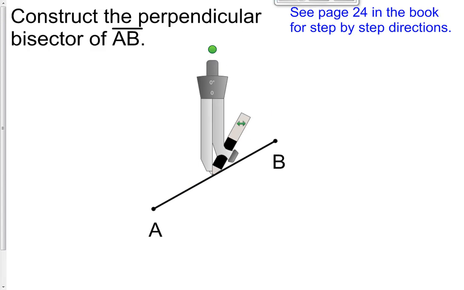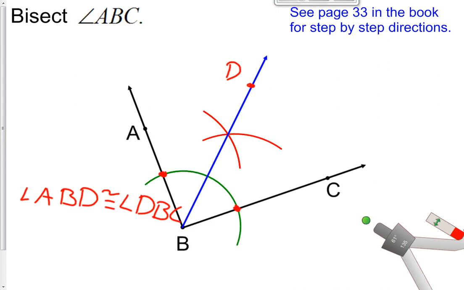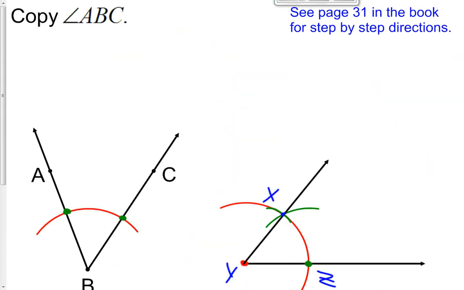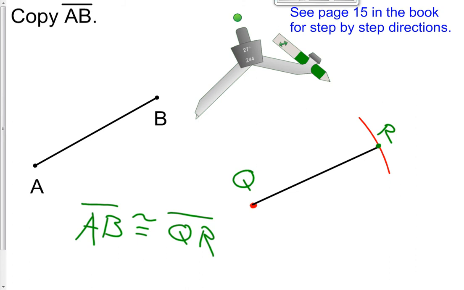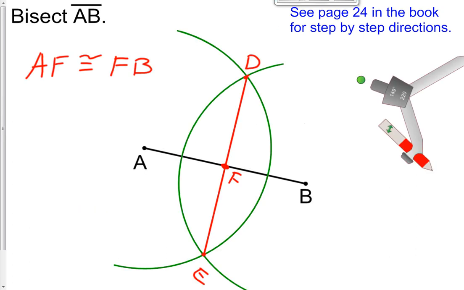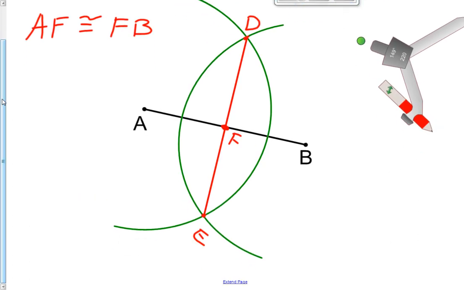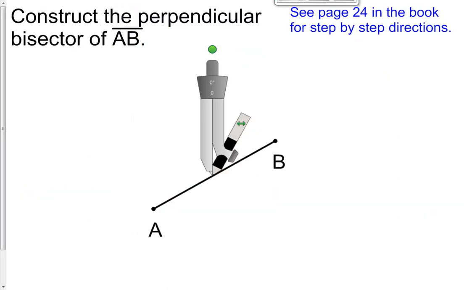All right, two left. This one is to construct the perpendicular bisector. To be honest with you, we really already did this one when we bisected a segment. When we bisected a segment, we actually did make a perpendicular bisector. This angle right here is 90 degrees. So we're going to practice this one again, construct a perpendicular bisector.